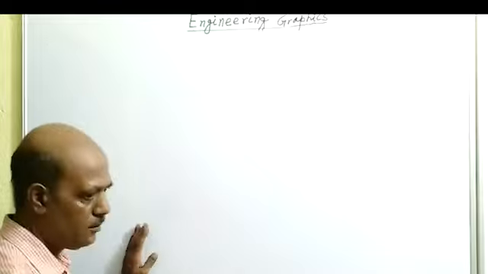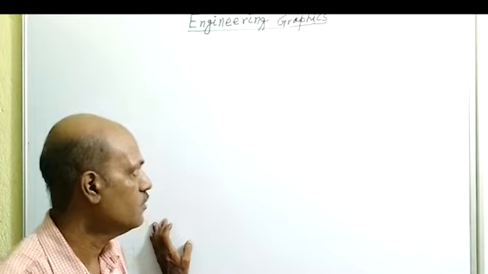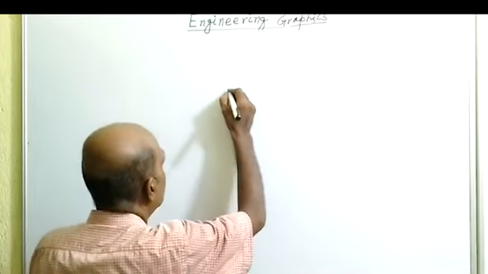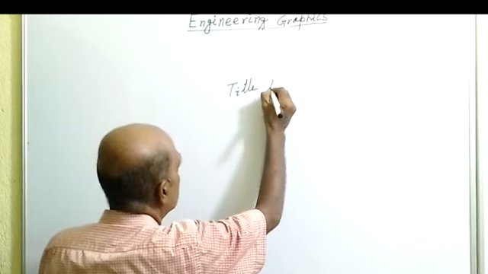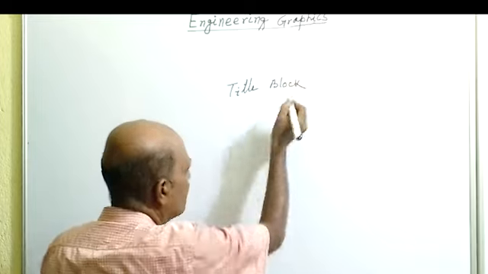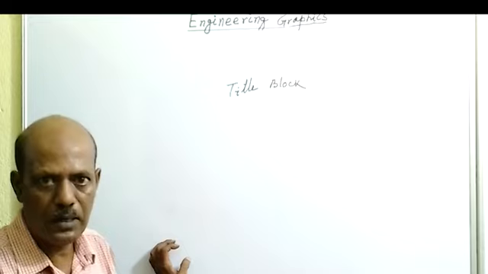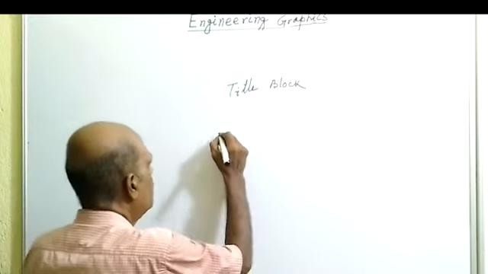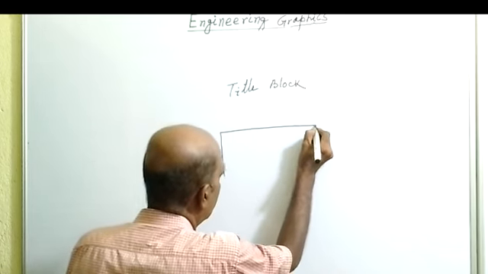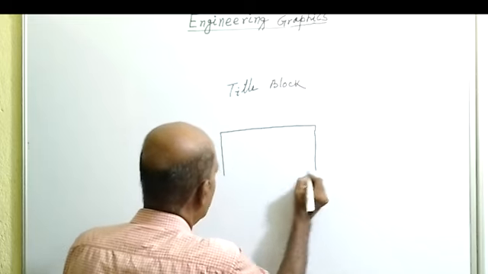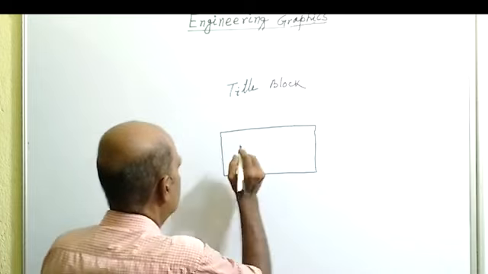Now in the last class we understood the basics of engineering graphics. So we were discussing the title block. The title block is positioned at the bottom right hand corner of the drawing sheet. If we see the title block, it looks like a rectangular box where all the information related to the particular drawing is supplied.